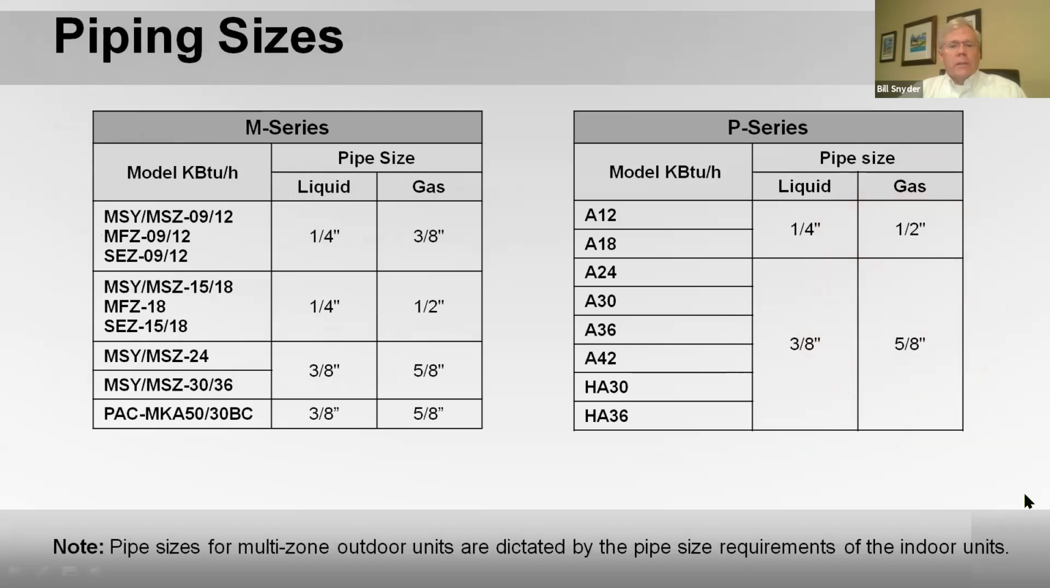Piping sizes. This is where I was talking about maybe having to use fittings, but typically the units are 1/4 and 3/8. There are some that are 1/4 and 1/2, 3/8 and 5/8. It's always driven and dictated by whatever the indoor head is, not what's on the outdoor unit. So if the indoor head is 1/4 and 3/8, you run 1/4 and 3/8 all the way to the outdoor unit.